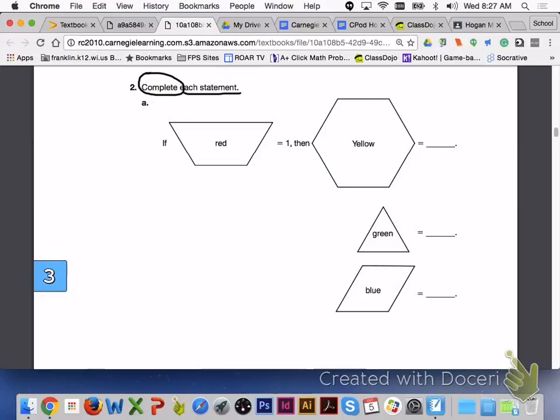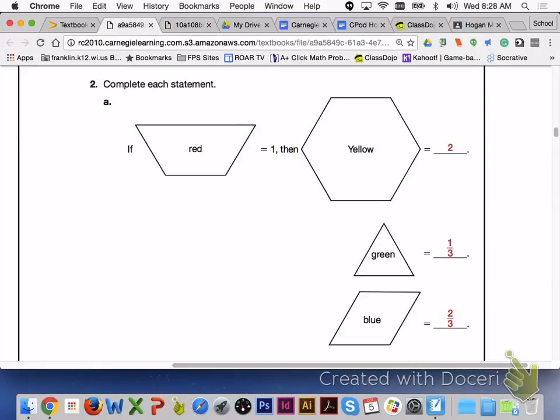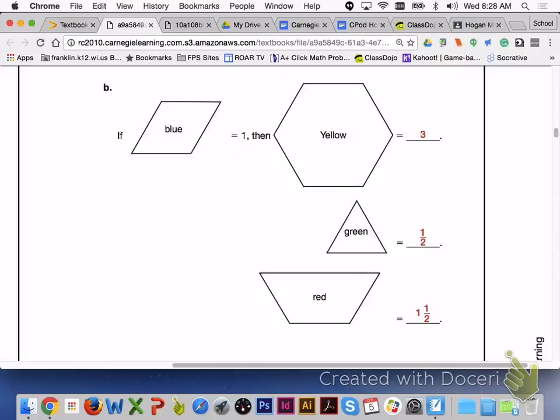Turn to page 120, answer number 2 with your group members, letters A through F. For number 2, letter A, if a trapezoid is equal to 1, then a hexagon will be equal to 2, a triangle equal to 1/3, and a rhombus equal to 2/3. For number 2, letter B, if a rhombus is equal to 1 whole, then a hexagon would be equal to 3, a triangle equal to 1/2, and a trapezoid equal to 1/2.